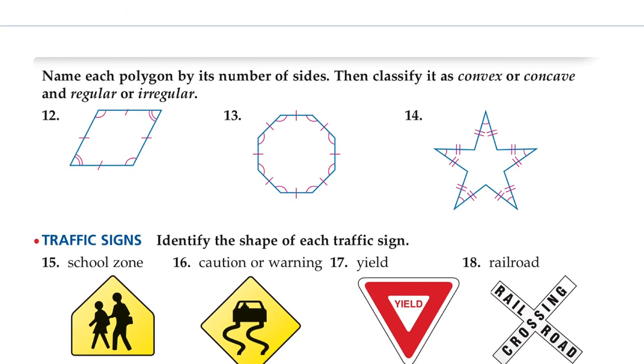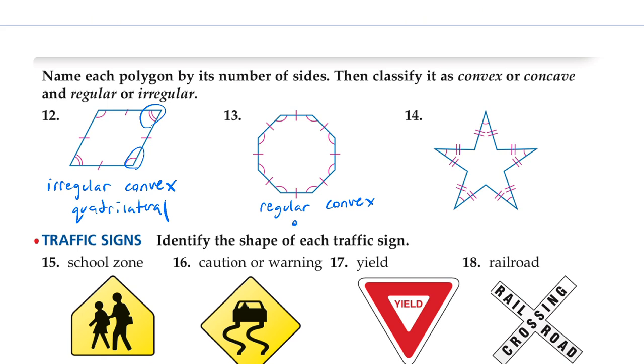Name each polygon by its number of sides, same as before, okay? So this is not regular, so irregular. There is no cave, so it is convex. And there's 4 sides, so it is a quadrilateral. This one, all the sides are the same, and the angles, so it's regular. Again, it's convex, there's no indents. And there's the 8, it's a stop sign, so it's an octagon.